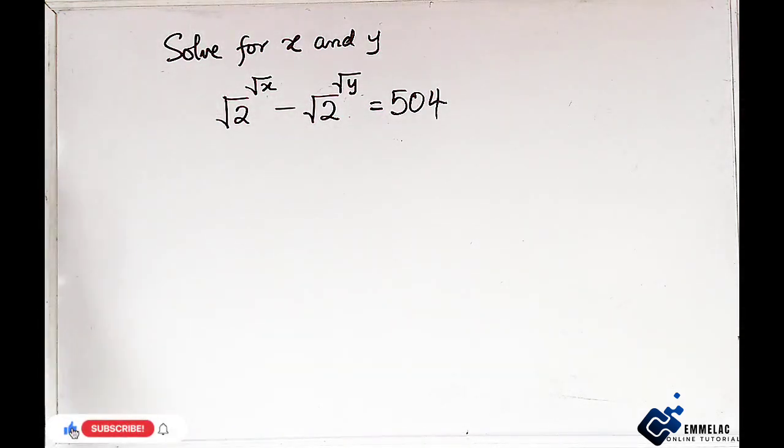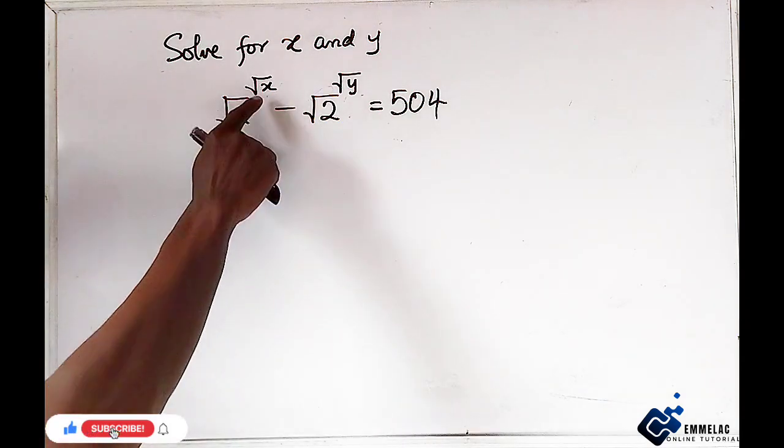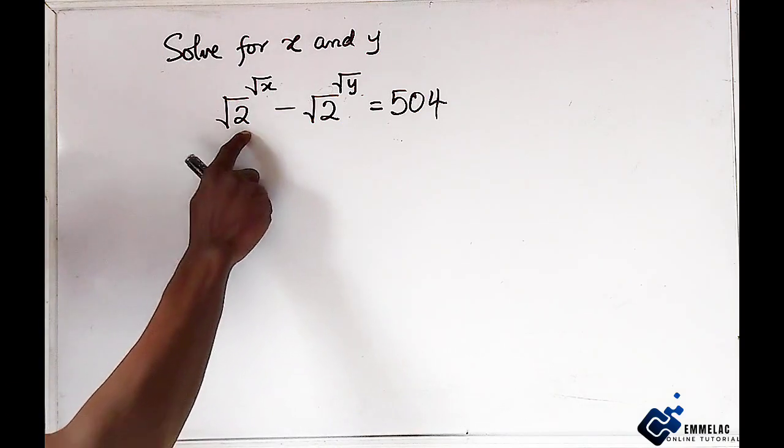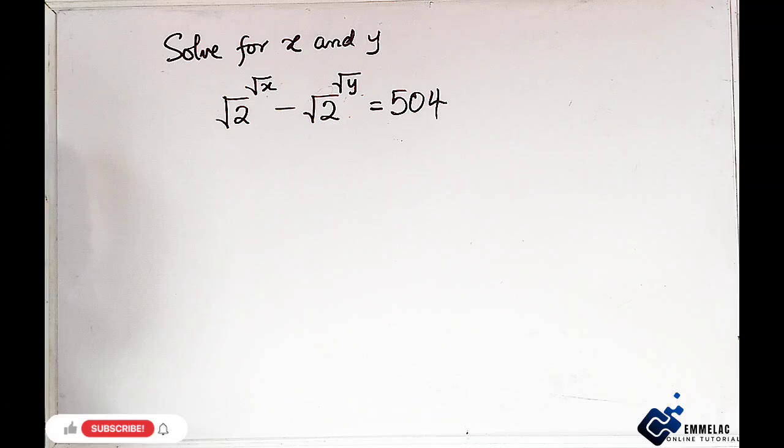Now let us look at this question. We are told to find x and y. First of all, what we need to do now is to convert this irrational number to an exponent.